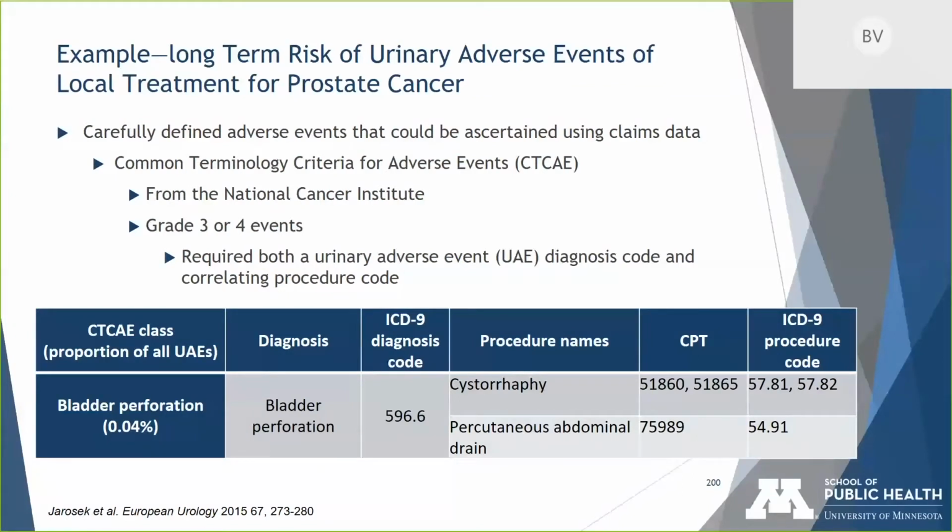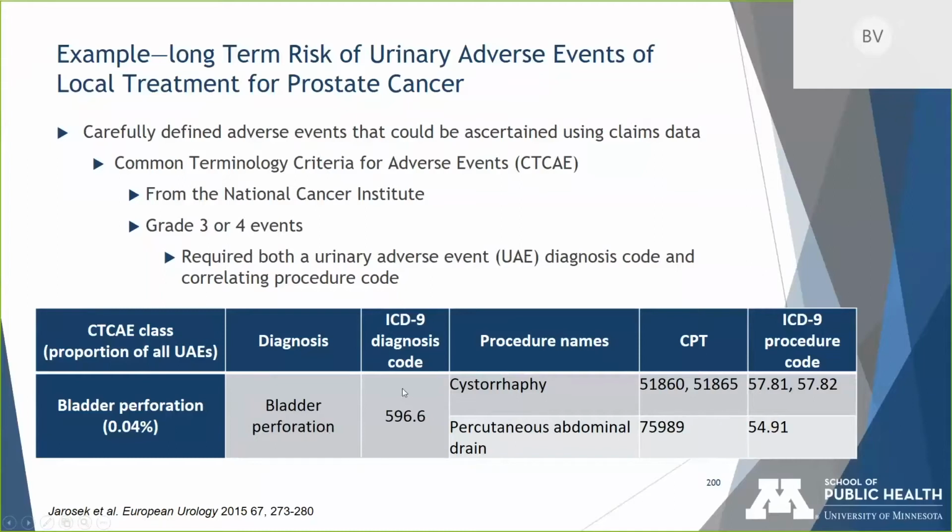And we required both the urinary adverse event diagnosis code and a correlating procedure code. So these men had to have a problem with their urinary system, and it had to be significant enough that they both reported it to a provider, and that provider usually did a surgical procedure or something in order to address it. So these are people with the most severe events. Here's an example of how we did that. Bladder perforation was not a super common event, but just to give you an example.